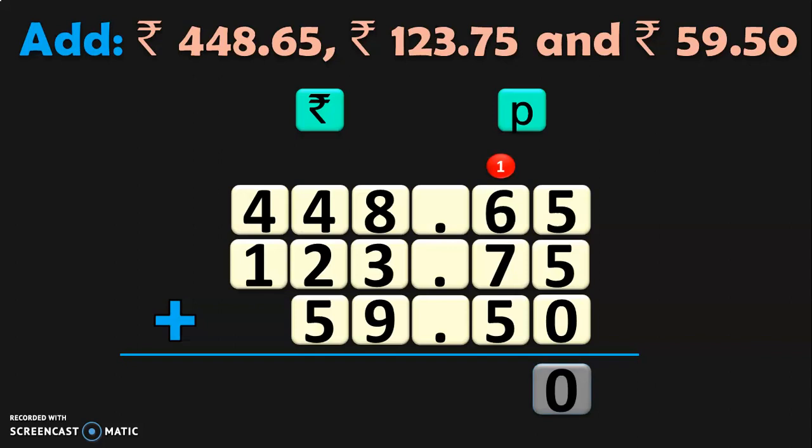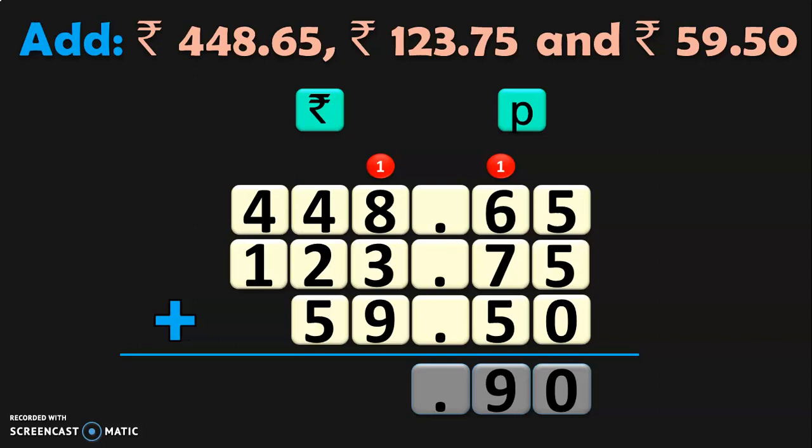7 plus 7 is 14. 14 plus 5 is 19. 9 and 1 is carried over to the next place value. Before that, place the decimal point in the answer just below the other decimal points. Next, add the rupees part. 1 plus 8 is 9.